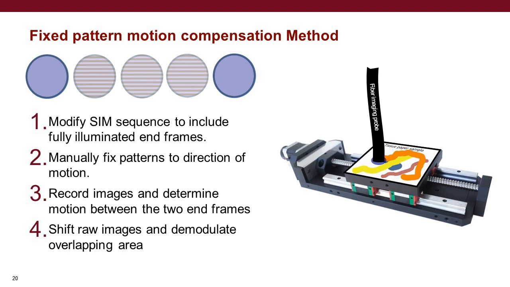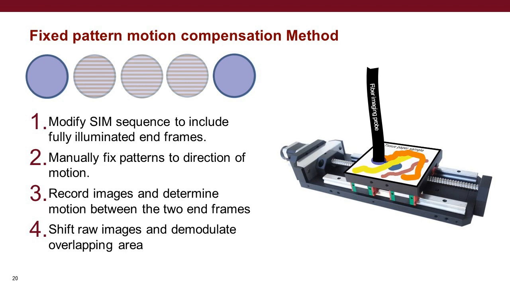So we reported some work that allows us to make improvements, and how we've done that is, if we know the direction of motion in advance, we can modify the 3-frame structured illumination sequence to include 2 fully illuminated end frames, and we can manually fix the patterns parallel to the direction of motion. So what we would then do is record the images and determine the motion between the two end frames. And then we would shift the raw images using that recorded motion, and reconstruct the image in an overlapping area.